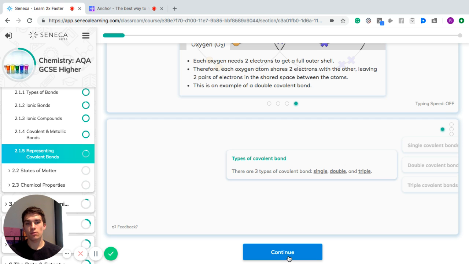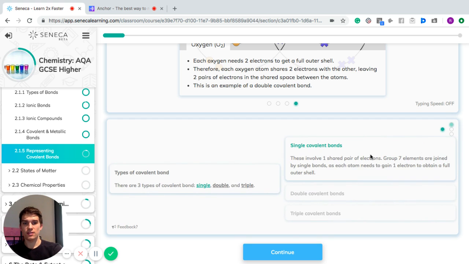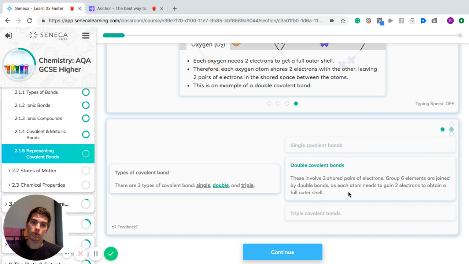Single, double, and triple. The single ones involve a single pair of shared electrons. Group 7 elements are an example of where a single bond forms, because each atom needs to gain 1 electron to gain a full outer shell. Double covalent bonds have 2 shared pairs of electrons. An example of that would be group 6 elements. They're joined by double bonds to each other as the atoms need to gain 2 electrons to gain a full outer shell.